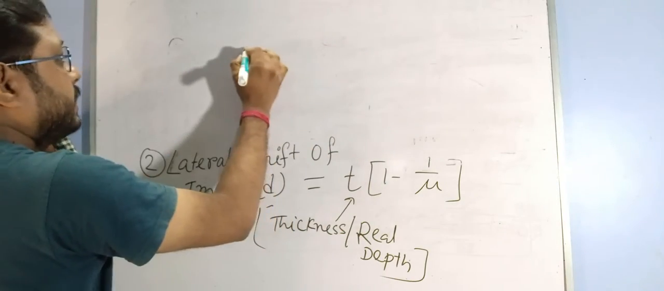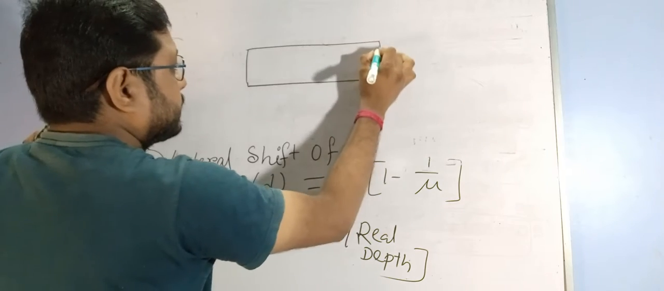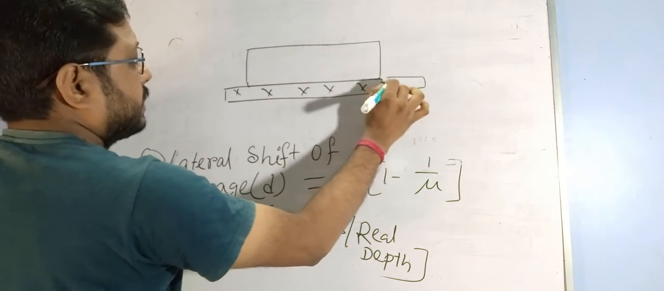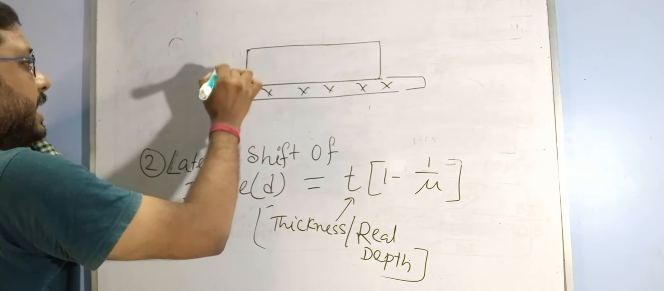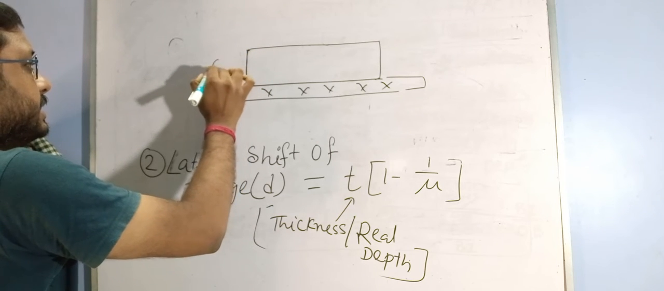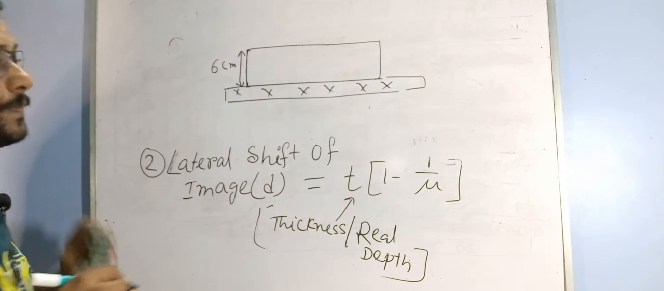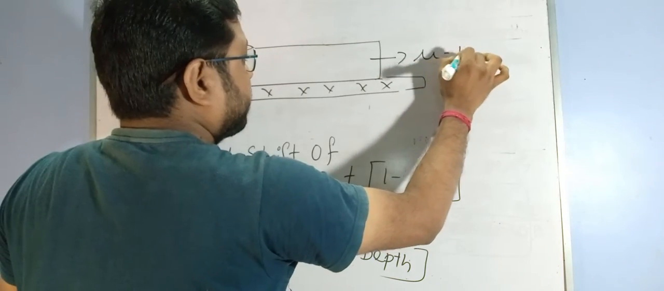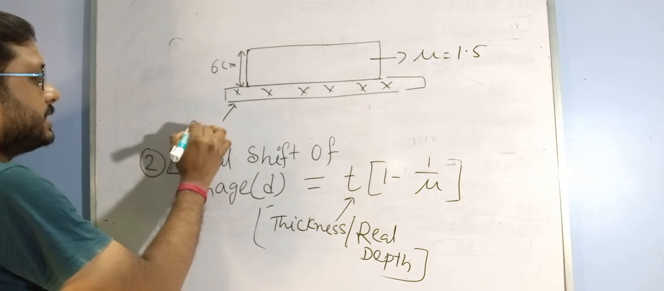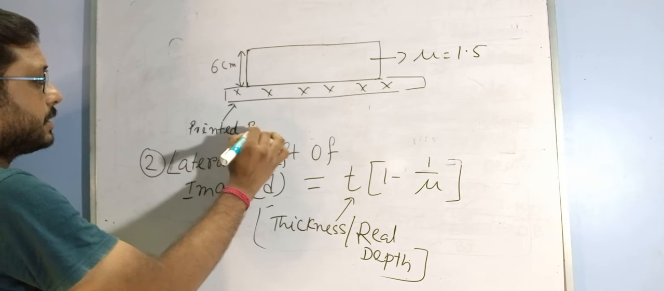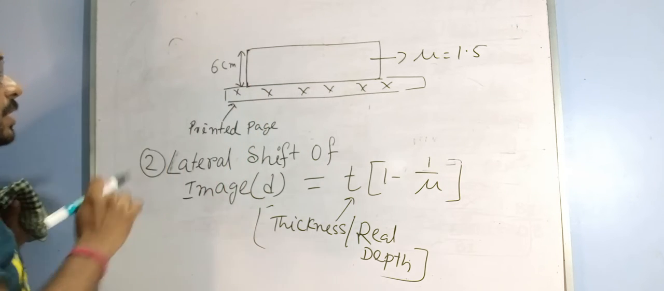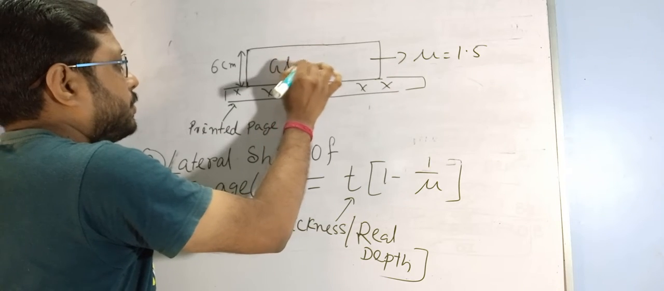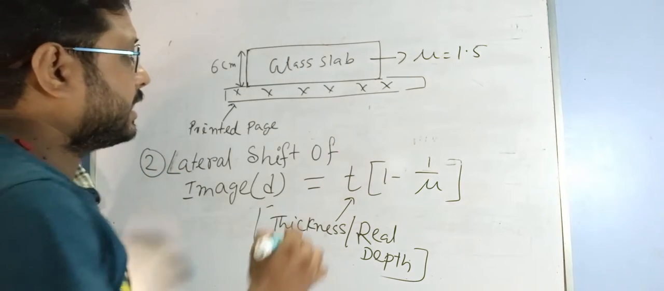If a printed page is pressed under a glass slab with its edge 6 cm wide, and the refractive index of glass is given as mu equal to 1.5, then find the lateral shift.